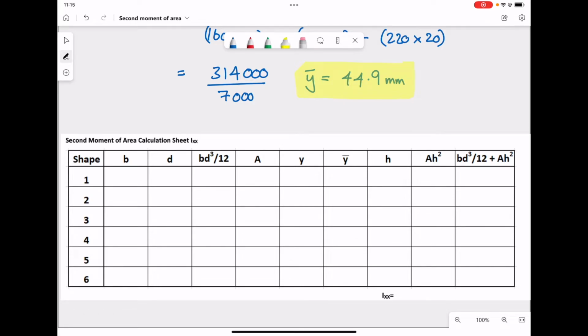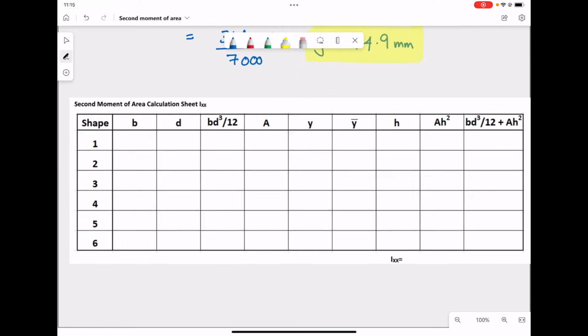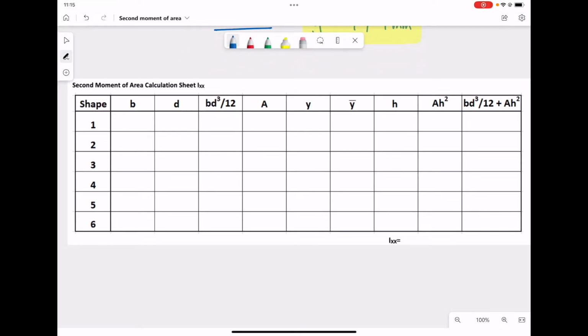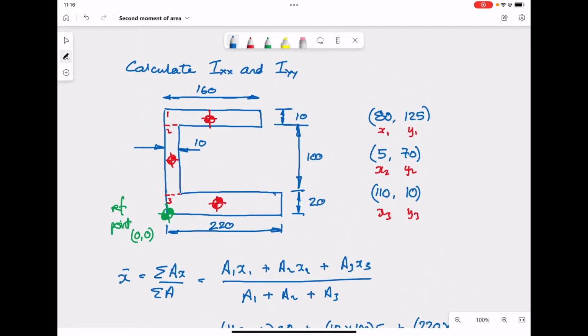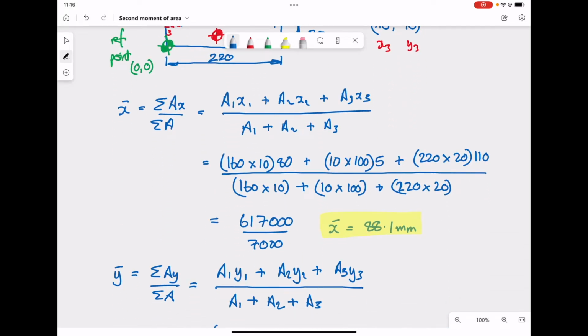To fill in this shape, we're going to use the first three rows because we have three rectangles, and using the B and D dimensions, remembering that for a rectangle, B will be the horizontal dimension and D will be the vertical dimension. So reviewing the section we actually have, our first rectangle will have a B dimension of 160, the D will be 10. For the second, B will be 10, the D will be 100, and for the third, B will be 220 and D will be 20. We can fill these values in.